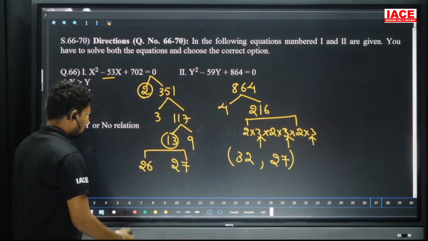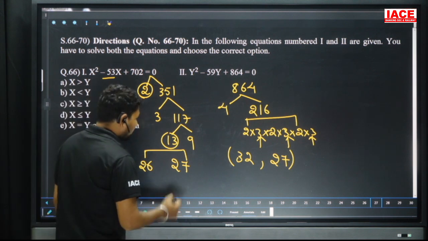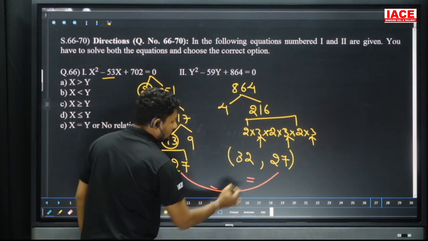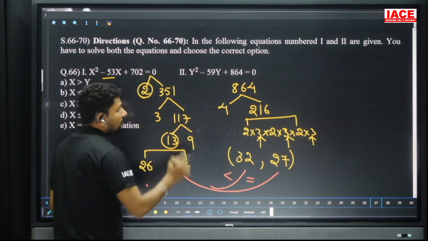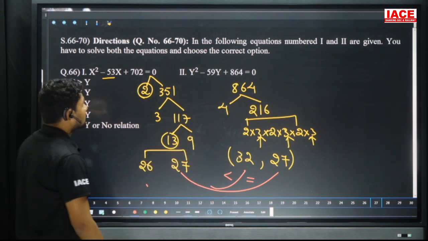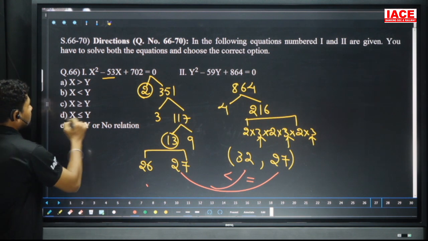And minus times minus is always giving the positive value. And look, 27 and 32 is bigger compared to 26, 32 and 27 is also bigger. Then y is greater than or equal to x, then x less than or equal to y. Our option is D here.